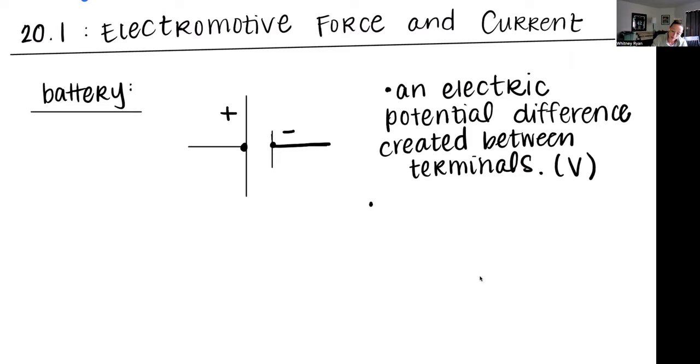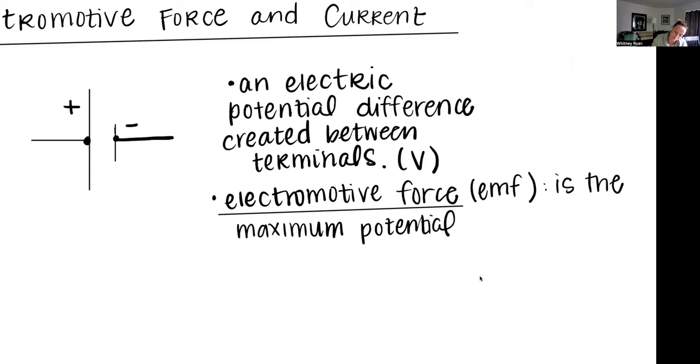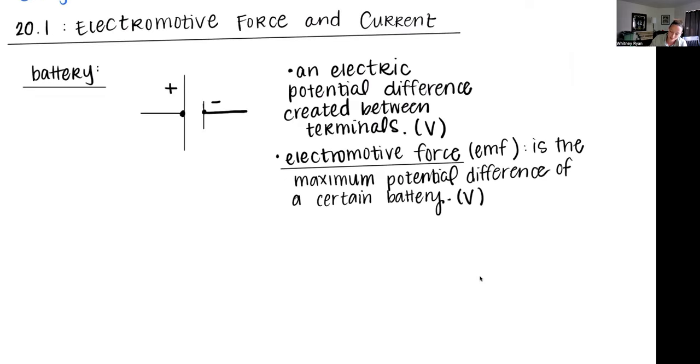Okay, so let's define electromotive force real quick. Electromotive force, which gets abbreviated as EMF, is the maximum potential difference of a certain battery. Okay, so that's still going to be in units of volts. So electromotive force is just the fancy term for the voltage, or the maximum voltage across the battery.